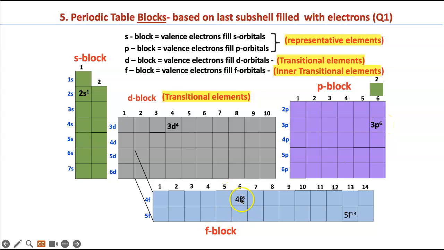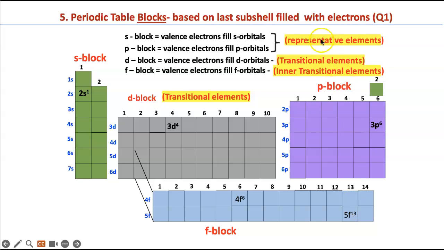For example, this one will have energy level 4. F subshell will have 6 electrons because it's in the 6th row. And then this one will be energy level 5 because of this. And column 13, so 13F electrons. That's how you read them.